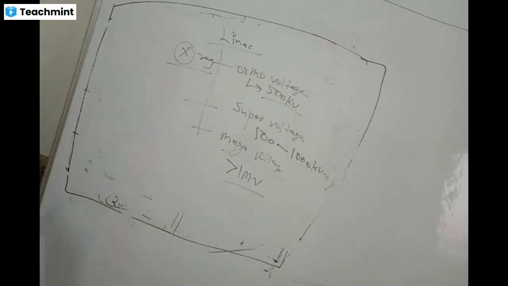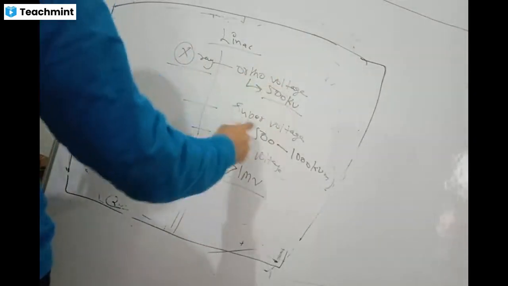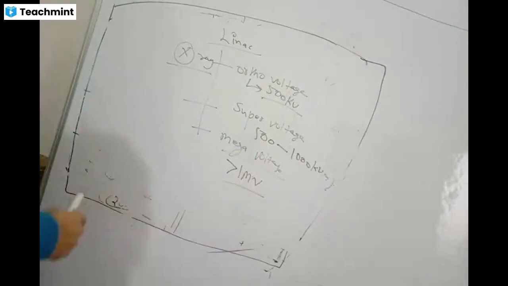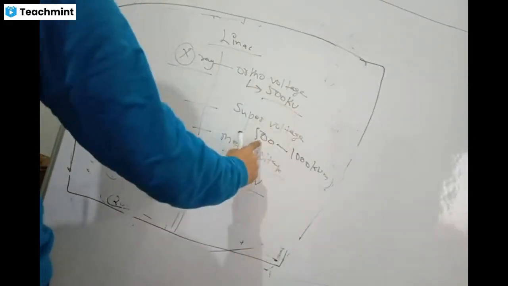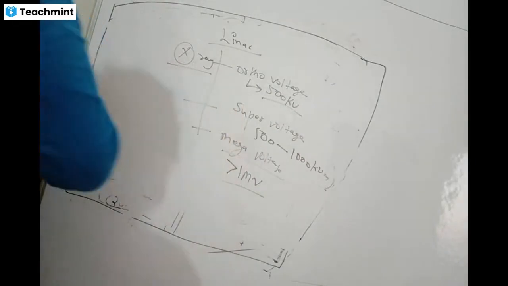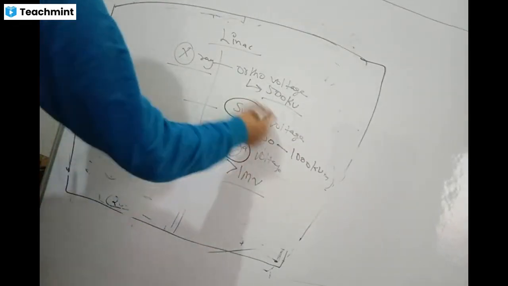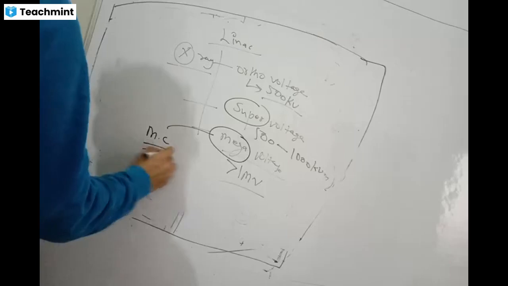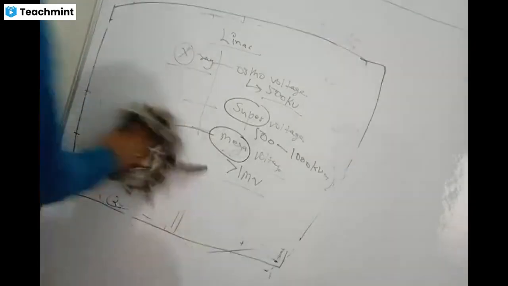So in LINAC, X-rays are of three types: ortho voltage, super voltage, or mega voltage. These are using up to 500 kV energy, 500 to 1000, more than 1 mega voltage. So out of these voltages, mega or super are more commonly used. Why is mega more preferred than super voltage?